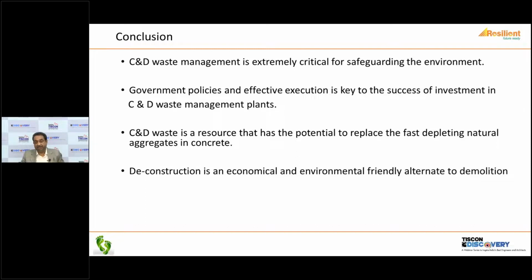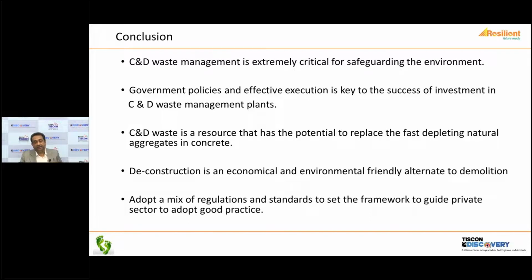We need to look at segregation of the waste. We need to look at deconstruction as an economical and environmentally friendly alternative to demolition. And we should do away with things which don't help us, and adopt a mix of regulation and standards to set the framework to guide the private sector to adopt good practices, because we owe it to ourselves, we owe it to the next generation that we manage our resources much better.